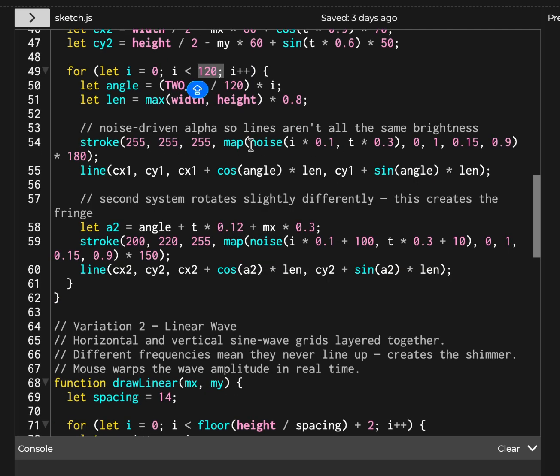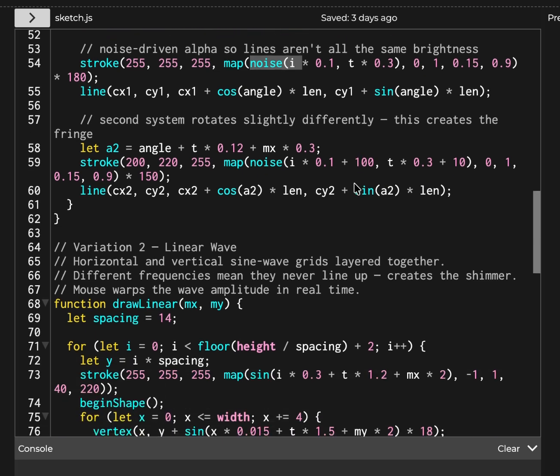The alpha of each line comes from noise fed with the index and t, which gives each line a slightly different brightness that shifts smoothly over time. That's what creates the interference fringe.